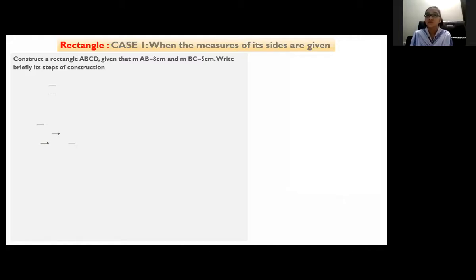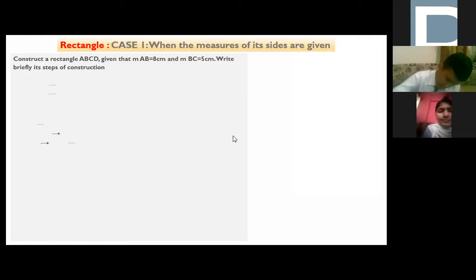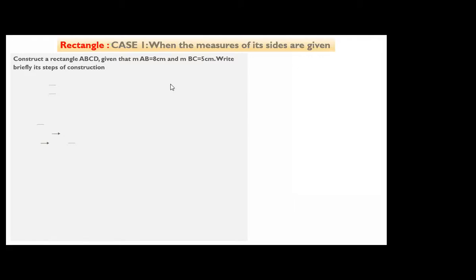Okay, so let's continue. Where were we? We were discussing when the measurements of the sides are given. Construct a rectangle ABCD given that AB and BC are given. Beta, before making the proper sketch, we know that we have to draw the rough sketch. We have to write given, required first, and then the steps of construction.